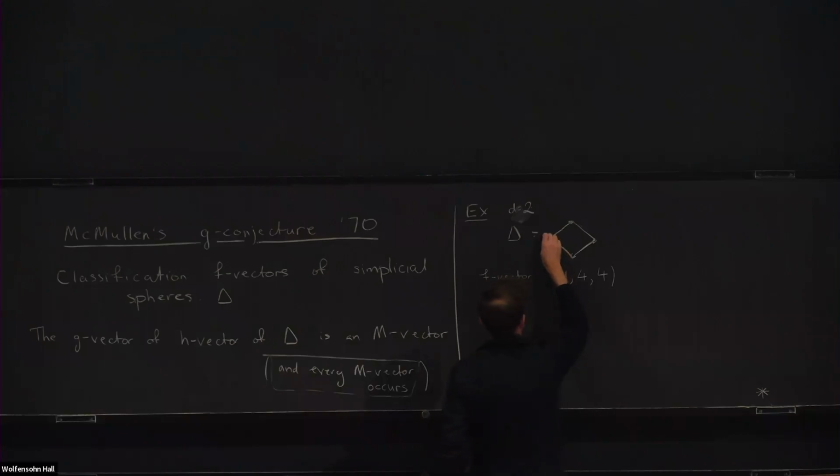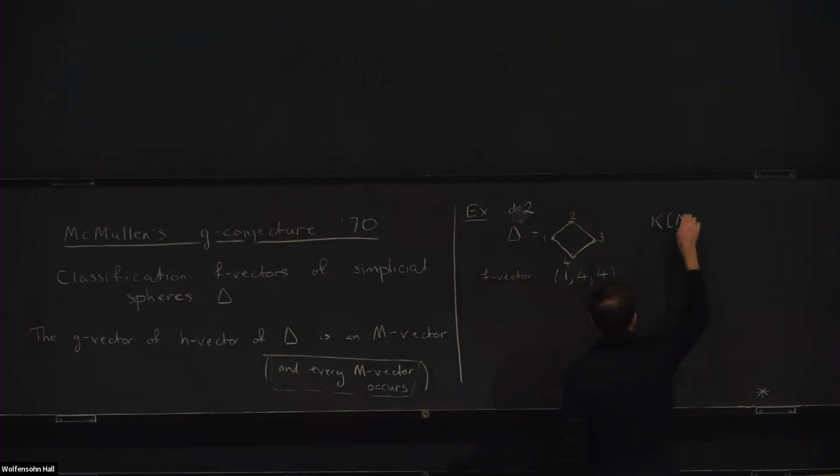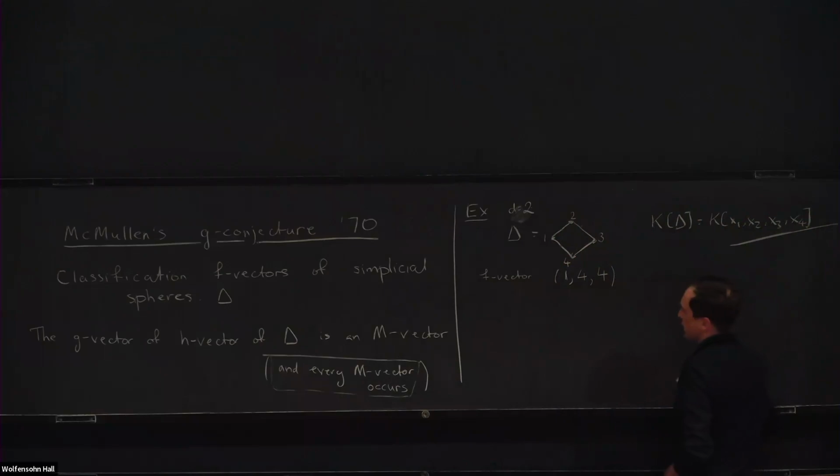So in this running example, I have 1, 2, 3, 4. And so my Stanley-Reisner ring is K, x1 through x4, a polynomial ring in 4 variables. And anytime I have something that's not a face, I quotient out by a monomial. So here 1, 3 is not an edge, so that means I quotient by x1 x3. And 2, 4 is not an edge, so I quotient by x2 x4. And those are my minimal non-faces. So that's my Stanley-Reisner ring.